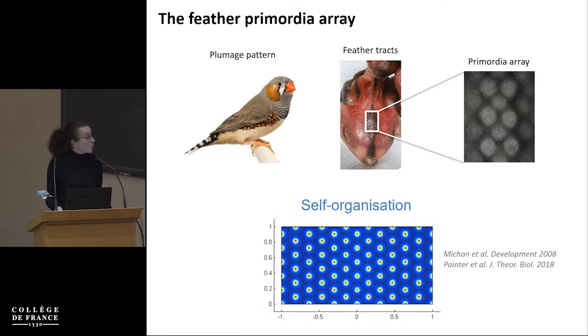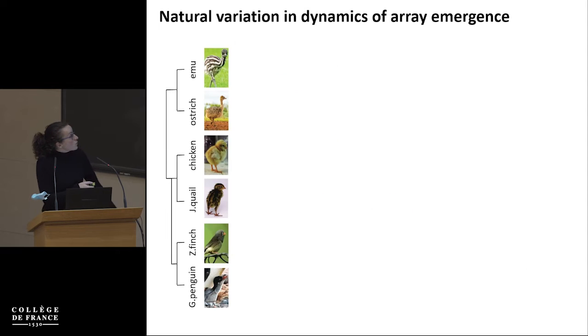So the first thing that we did was to try and describe natural variation in this self-organizing system. And so for this, we chose different species of birds, representative of the whole avian phylogeny.